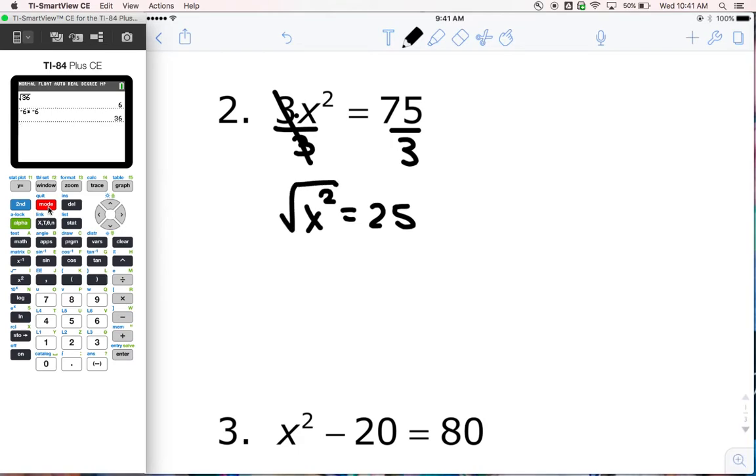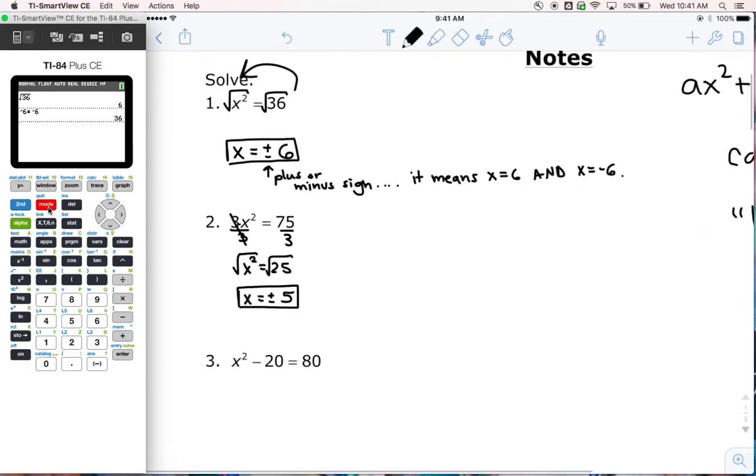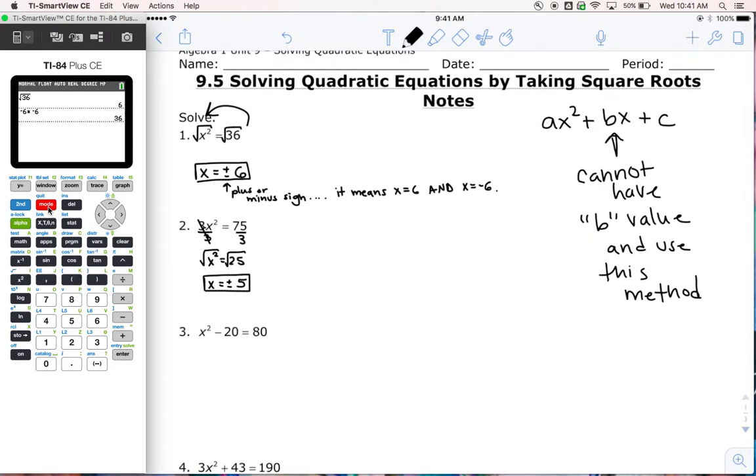But mathematically, here's what this looks like. We're going to square root the left side, so we just get x equals. But then we got to square root the right side, and the square root of 25 we know is 5. Don't forget your plus or minus sign, because either of those numbers could square to get you 25. All right, so plus or minus 5.